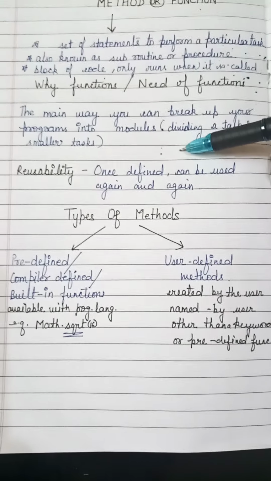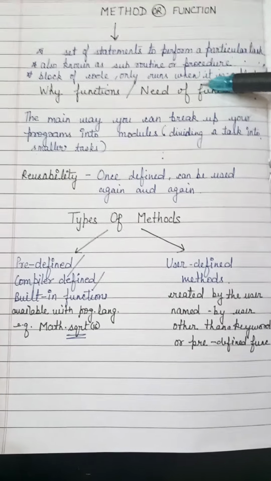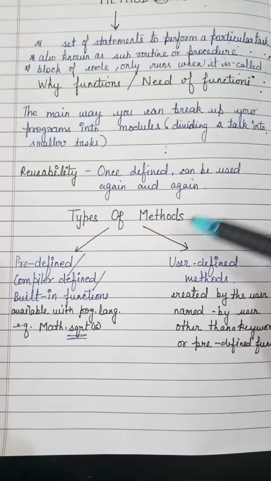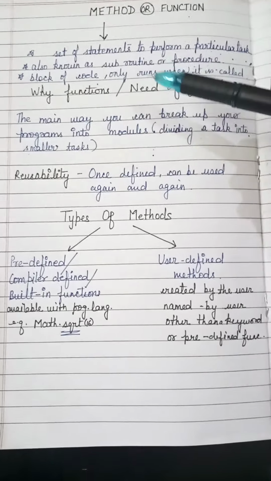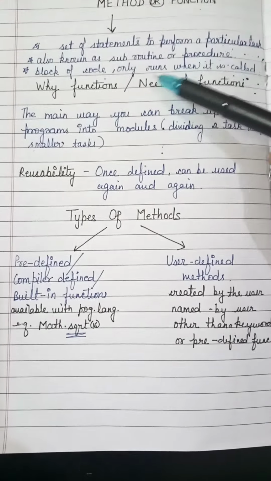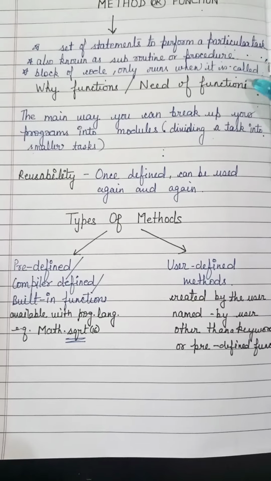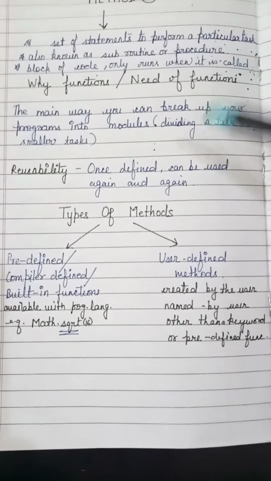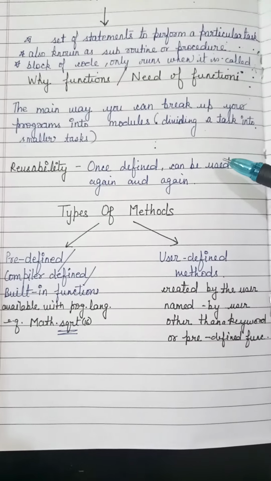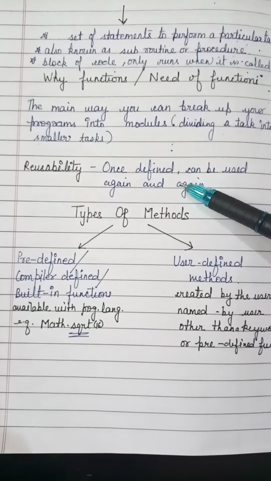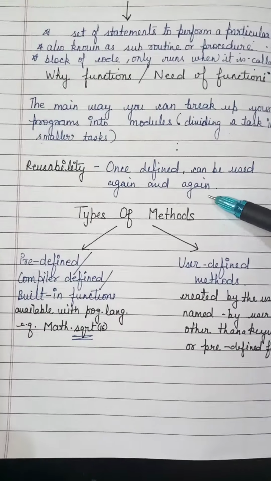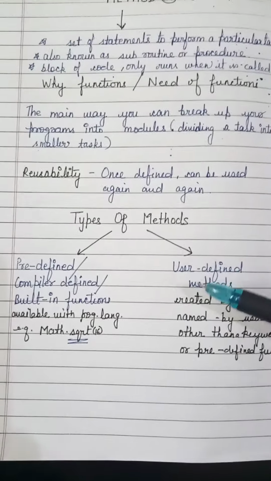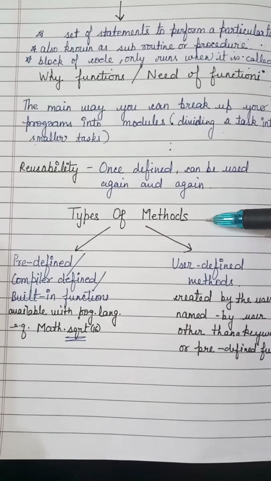As I told you, it's a block of code. That block of code you can reuse as per your requirement. It is written once, and only runs when it is called. So you need to just call that particular function, and you can use it again and again by calling it. Once defined, it can be used again and again, but you need to call it wherever required in your program.